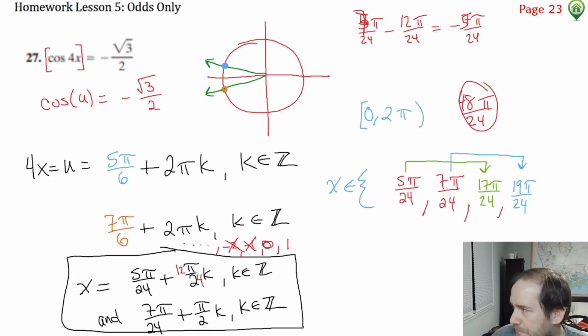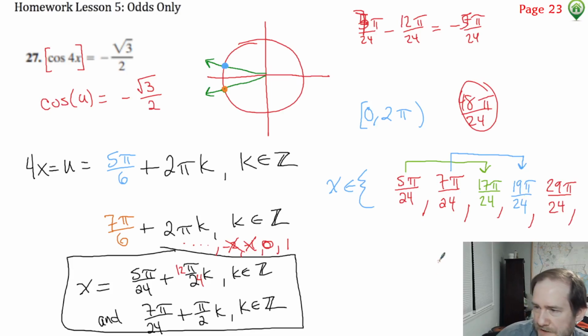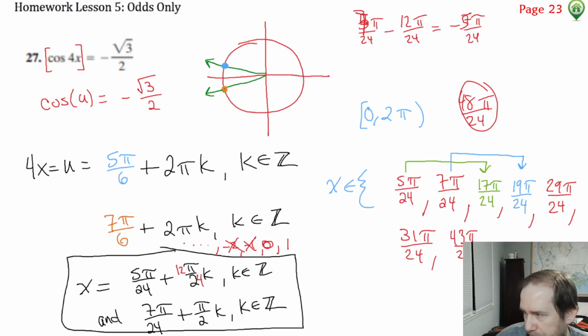But there's still room for more. So let's just keep adding on. From the 17, we can add on another 12, and we'll get 29 pi over 24. And from the 19, we can add on 12 more. That brings us up to 31 pi over 24. Is there room for more? Let's add another 12. 12 would bring me up to 43. That is less than 48. So 43 pi over 24 is in our set.